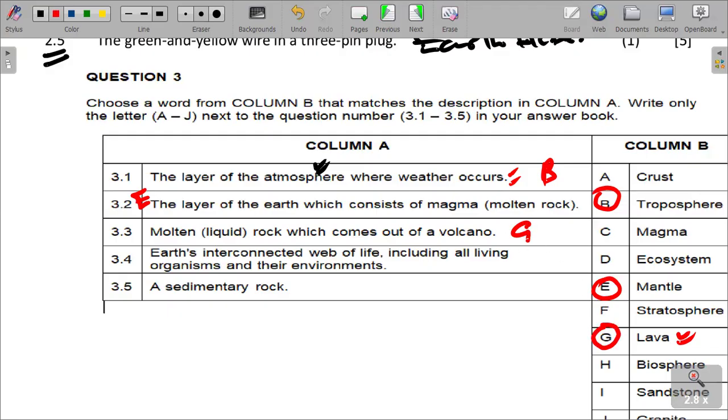Lava is the molten rock, or molten liquid rock, which comes out of the volcano from underground. We call that lava.